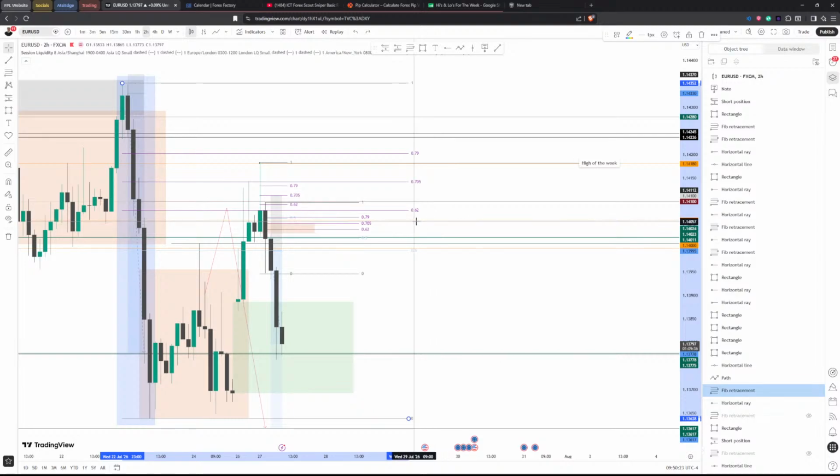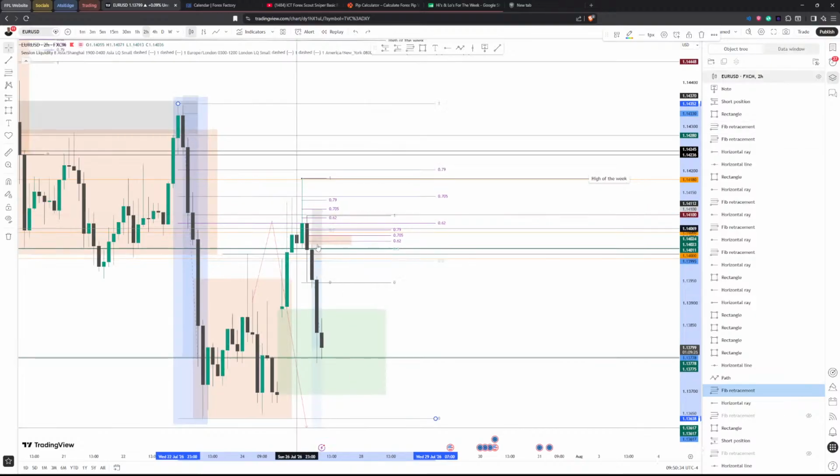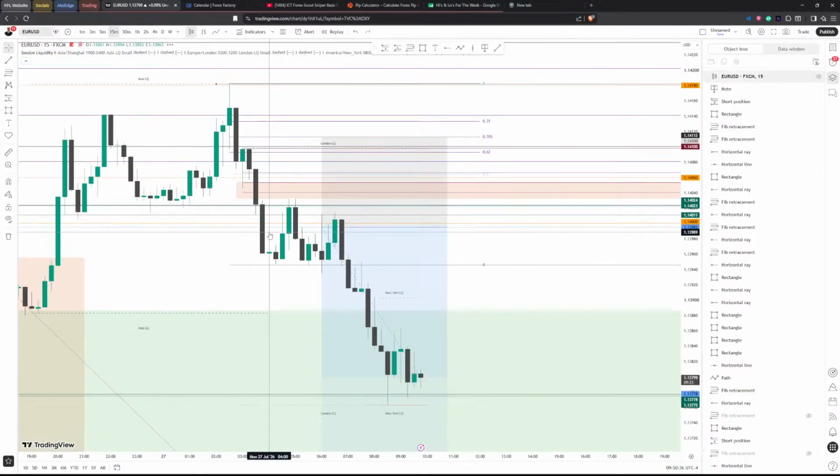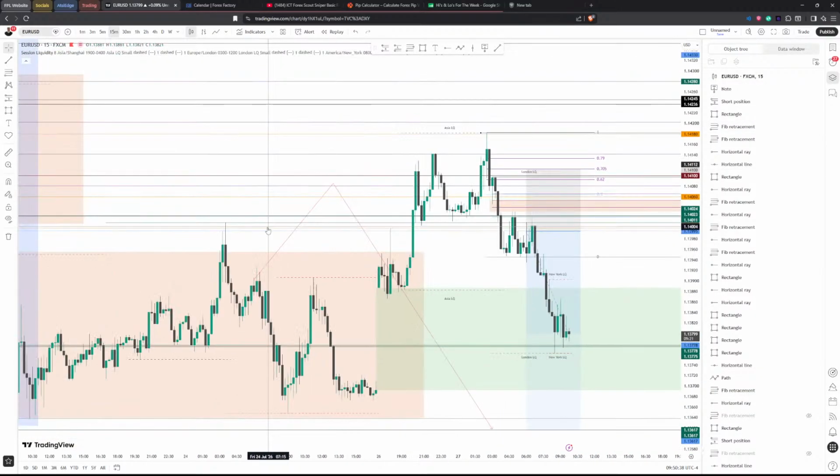Okay, so we created this high of the week. It lines up with the fair value gap and the institutional psychological level, which has now created this as a swing high, an ITH, and the high of the week. So this is a very strong high, but that's not enough reason to get in. We're just describing things. We zoom in a little bit more.